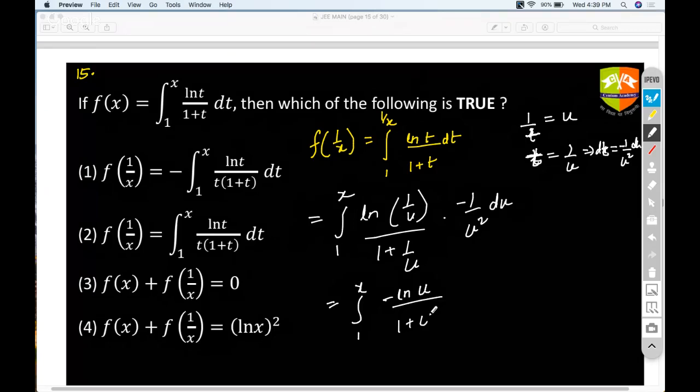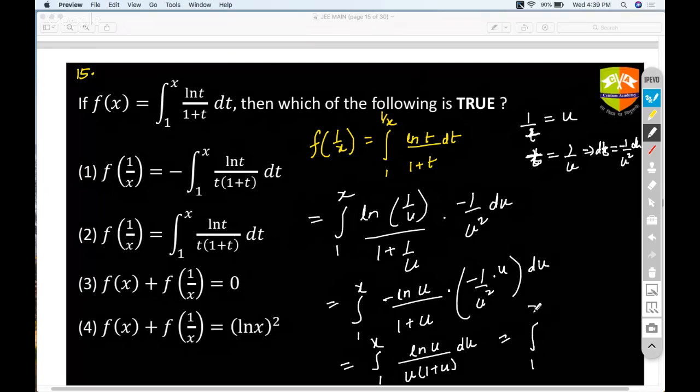This will become 1 plus u into minus 1 by u square into u. Right? So negative negative will take care of itself. So it's going to be 1 by x ln u by u times 1 plus u du. Now there is nothing in the name. You can replace your u back with t. So it's going to be ln t by t times 1 plus t dt, and that's going to match with your option number 2.